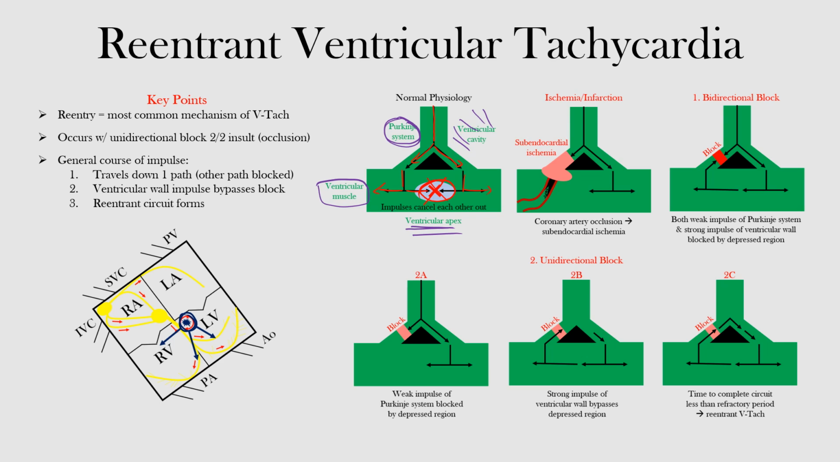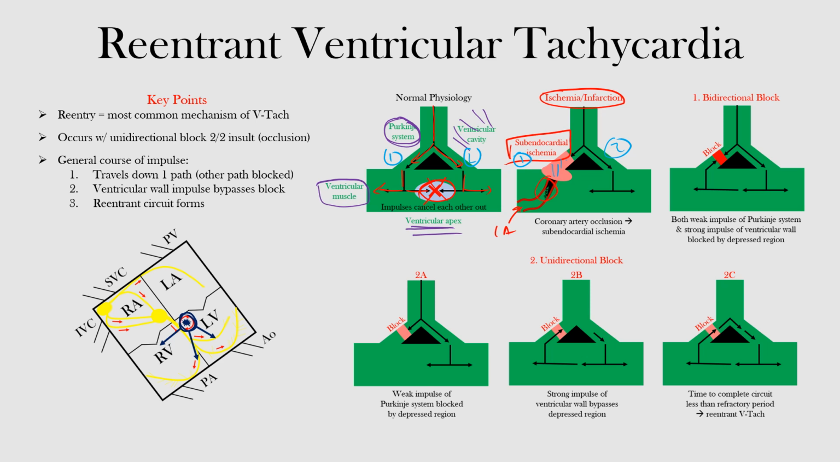Now imagine if there's some sort of insult, such as in the setting of coronary artery occlusion. This may result in subendocardial ischemia and consequent damage to one of these tracts. If you look here, in a case of ischemia or infarction, we have this coronary artery present, and notice we have this occlusion. As a result, we get this subendocardial ischemia represented here in that red region. Remember, we have two pathways, the first and the second. The first pathway on our left will be damaged because of that subendocardial ischemia, whereas the second pathway on the right is still able to conduct an impulse through.